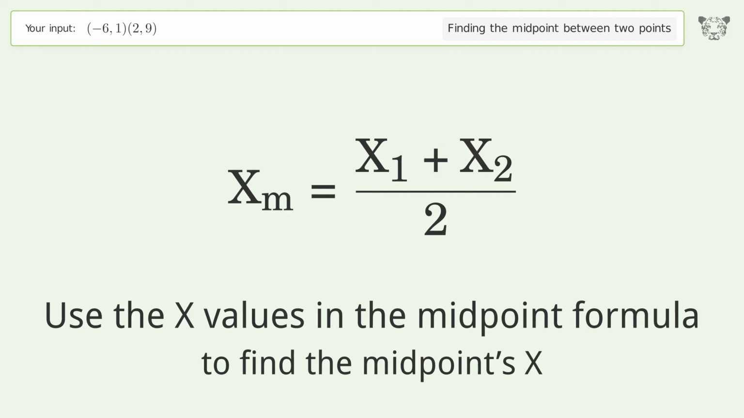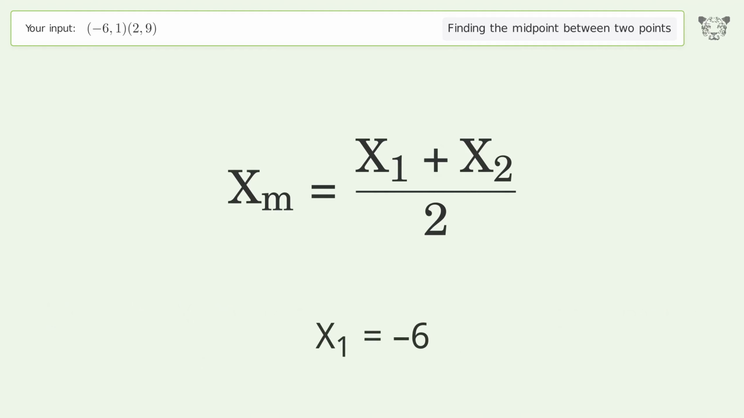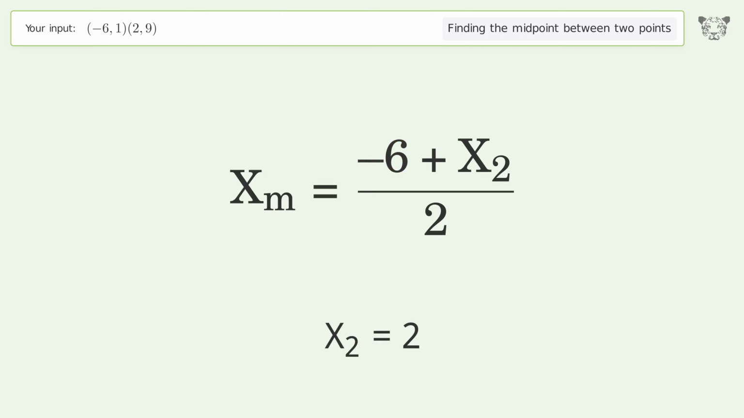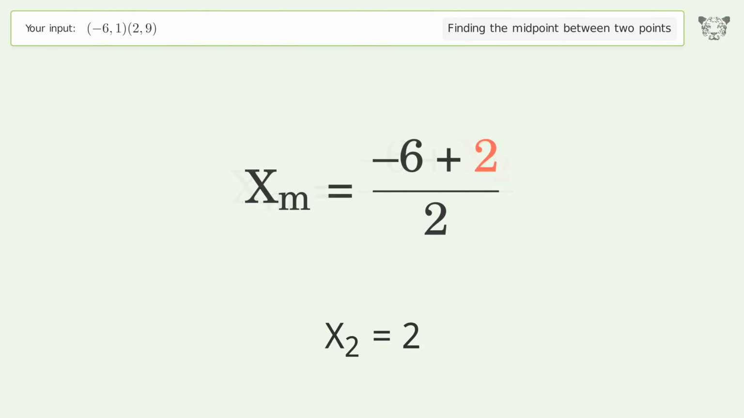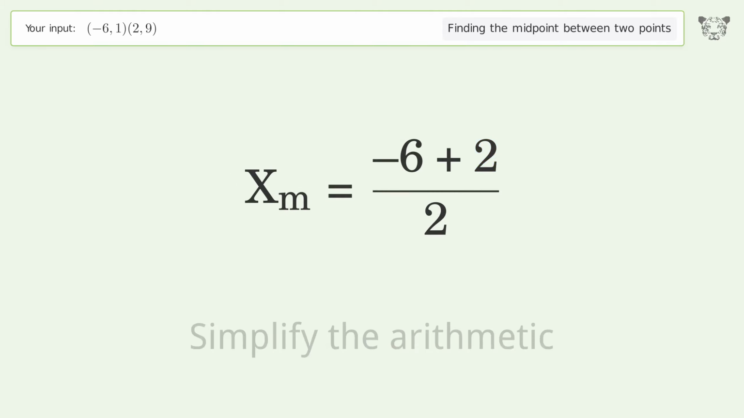Use the x values in the midpoint formula to find the midpoint's x. x1 equals -6. x2 equals 2. Simplify the arithmetic.